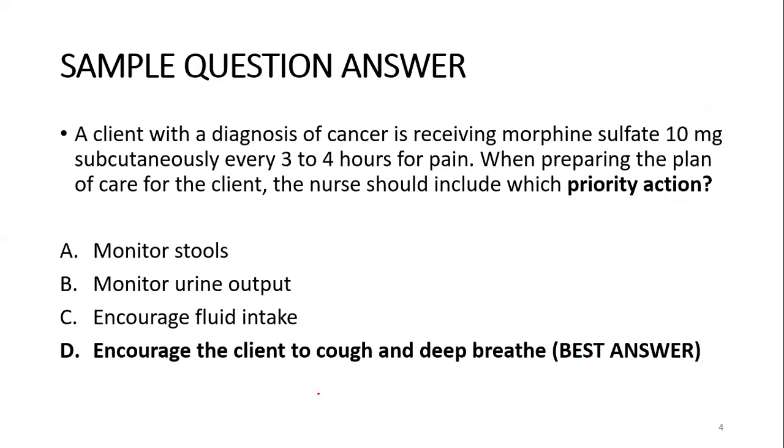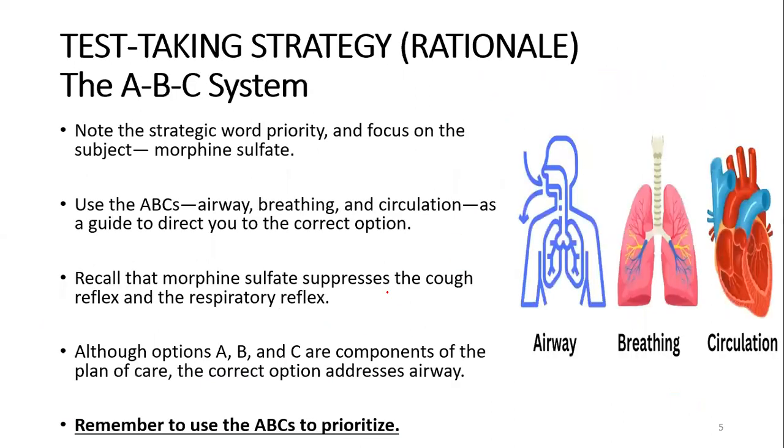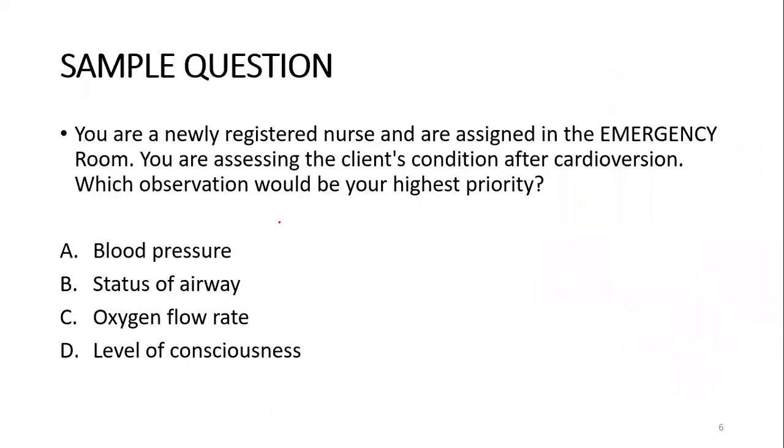All right. The correct answer is letter D because you are taking priority action. This pertains to your ABC, or your airway. Note that the rationale for this is, again, what I've said: priority, and the focus of the subject, which is morphine sulfate, a respiratory depressant. Using your ABC technique, airway, breathing, and circulation, you will point to letter D as your answer because it addresses the airway. All right, next, let's try another question.